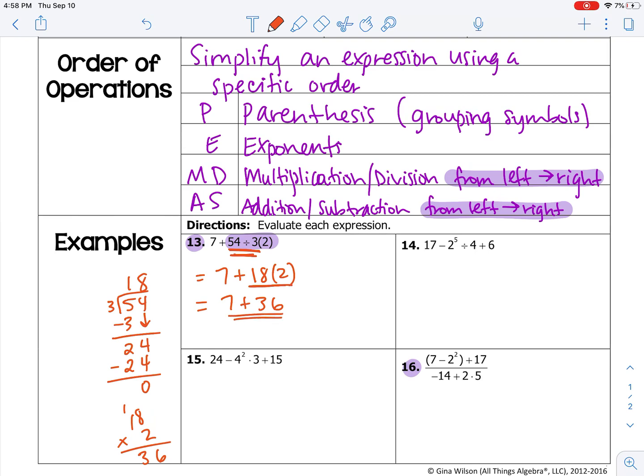So the last thing I need to do here is add 7 and 36 together. When we add 7 and 36 together, we get 43.